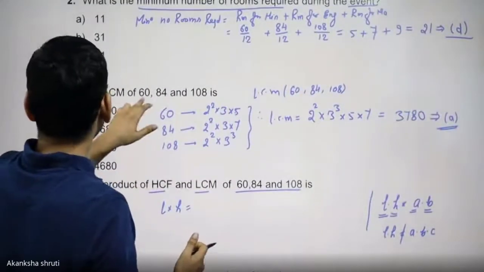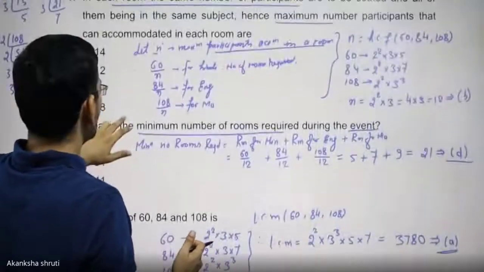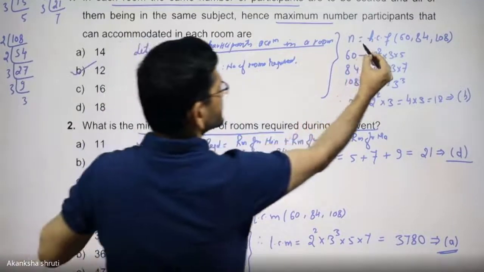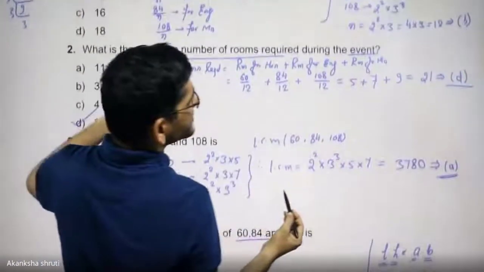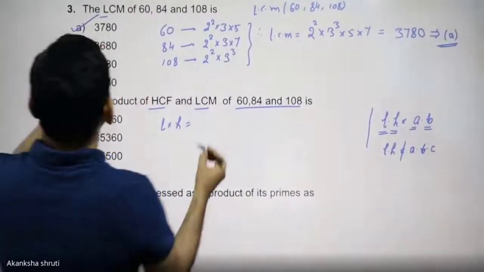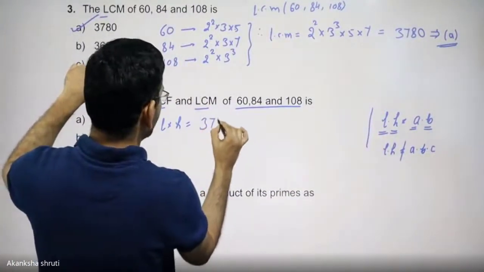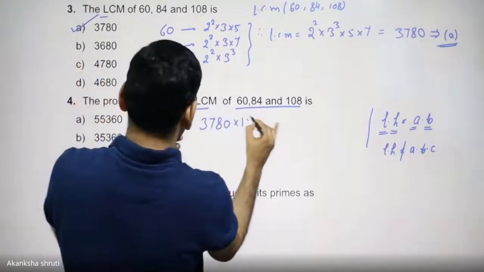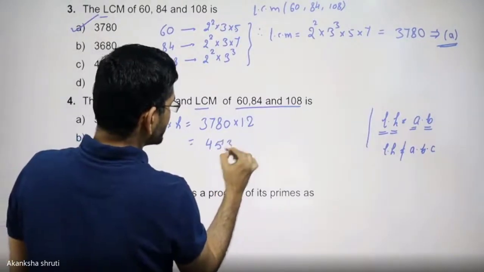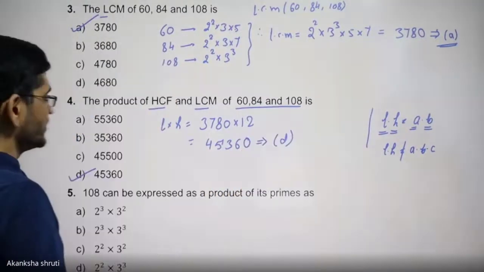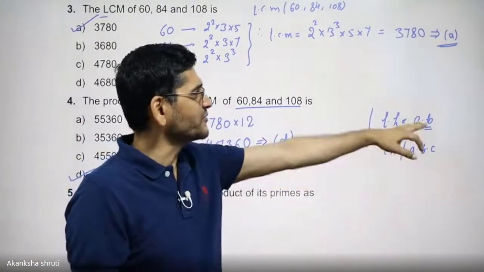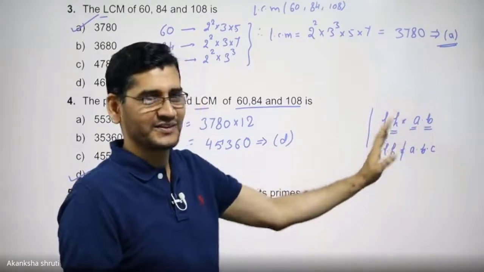See, LCM we have calculated in the third part, and HCF we have calculated in the first part. See here, it is the HCF. So HCF is 12 and LCM is 3780. So write this as 3780 into 12, which is 4,500,360. So this way we have opted. Here the concept was what? To test whether you are going for multiplying these three or not. The purpose was that one.